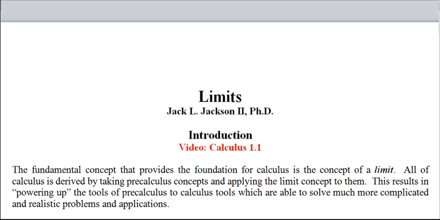This is an introductory video and an informal introduction to this fundamental calculus concept. In fact, the limit is the fundamental concept in calculus. All calculus is really derived by just taking pre-calculus concepts and applying this limit concept to them. And this results in a powering up of the tools of pre-calculus so that we can obtain some calculus tools which enable us to solve much more complicated and realistic problems and applications.